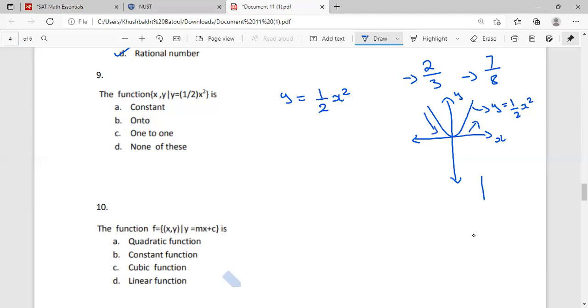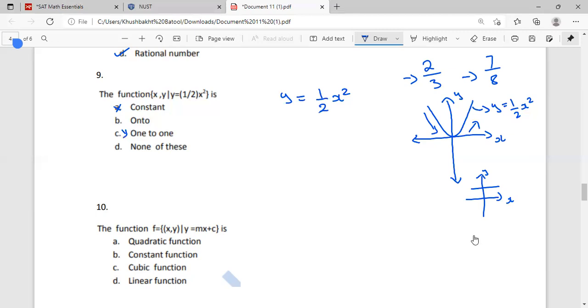Constant functions are of this type, right? These are constant functions, so this cannot be a constant function. Is it onto? We'll think about it. Is it one-to-one? We'll think about it. Okay, none of these. Okay, let's talk about one-to-one first. Okay, because we have a clear-cut strategy.